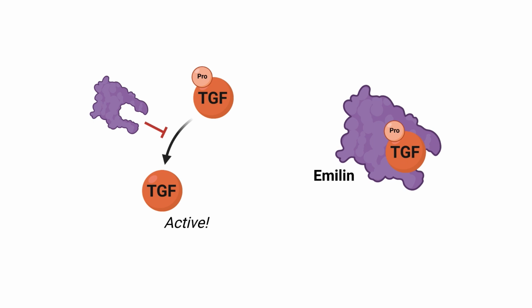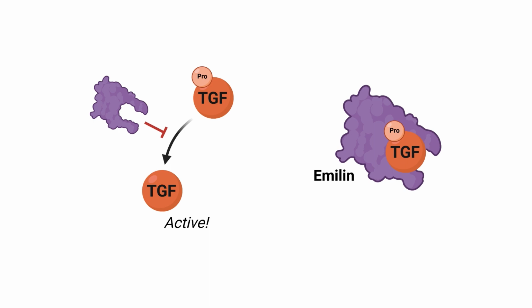And the only way that it can become active is if that pro section gets cut off, and then you get a fully functioning TGF-beta molecule that can then affect the cells. And we'll see how TGF-beta affects the cell specifically in just a little bit. But what Emilin does is it actually binds this immature form of TGF-beta, and it stops the cleavage, the cutting off of that pro section. Therefore, the TGF-beta levels decrease. So the circulating TGF-beta levels then decrease as a result.